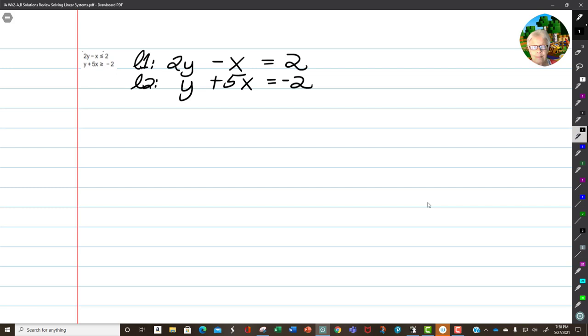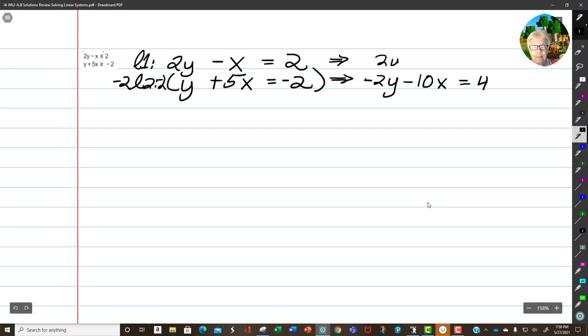I believe it would be easier if I multiply line 2 by negative 2. This will be negative 2y minus 10x equals positive 4. And I'm going to leave line 1 just the way it is: 2y minus x, which is minus 1x, equals 2.